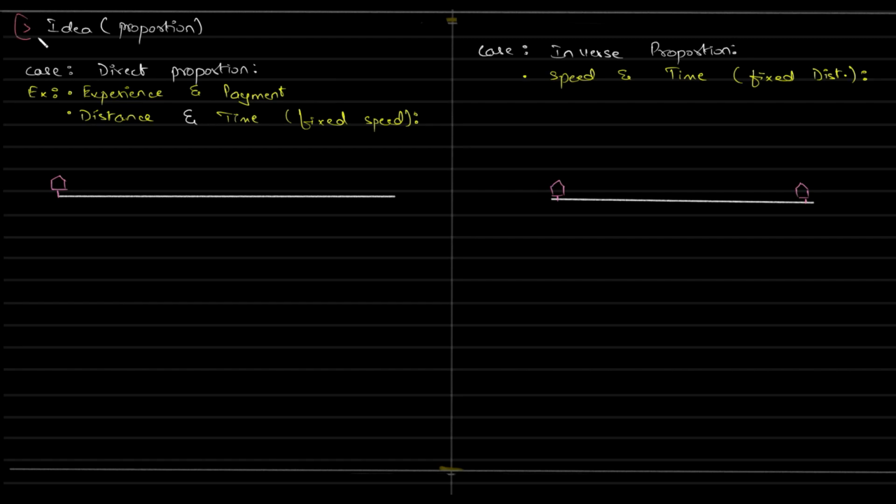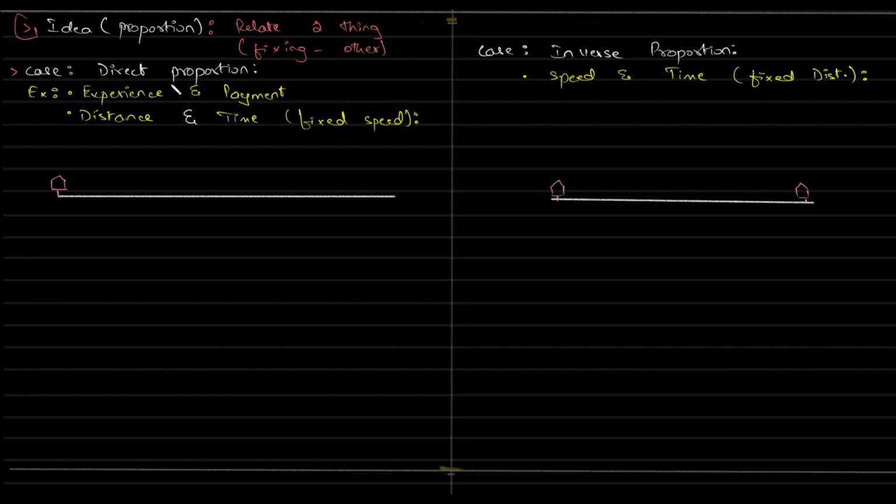Here we're trying to recall the idea of proportionality. Proportionality is nothing but, in the simplest way to put it, relating two things while fixing the other quantities. So first, we'll understand directly proportional.